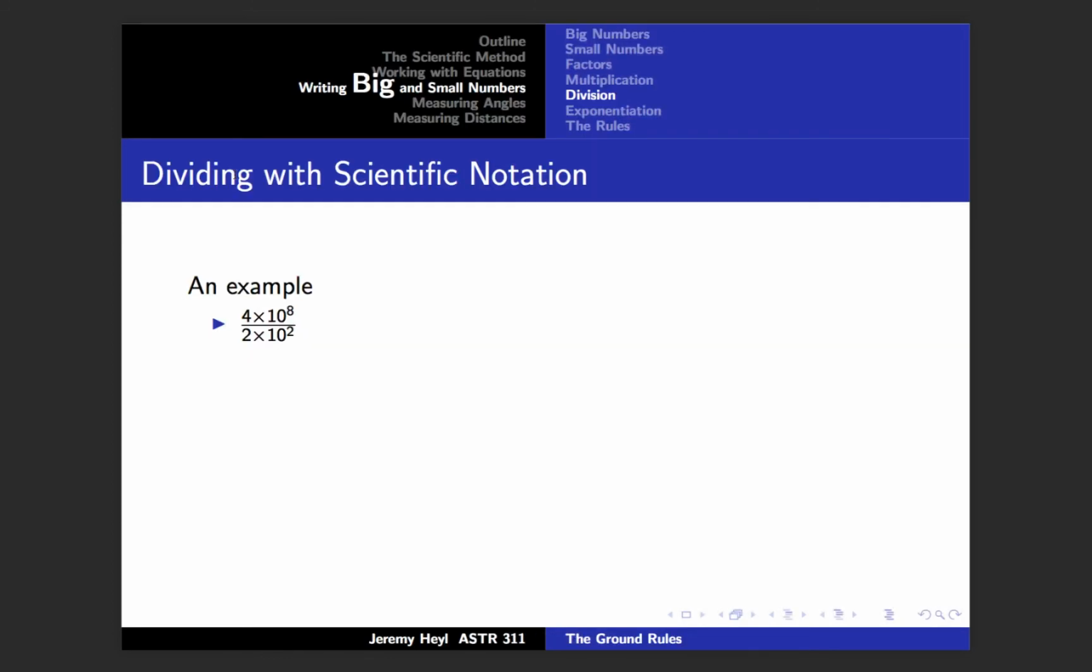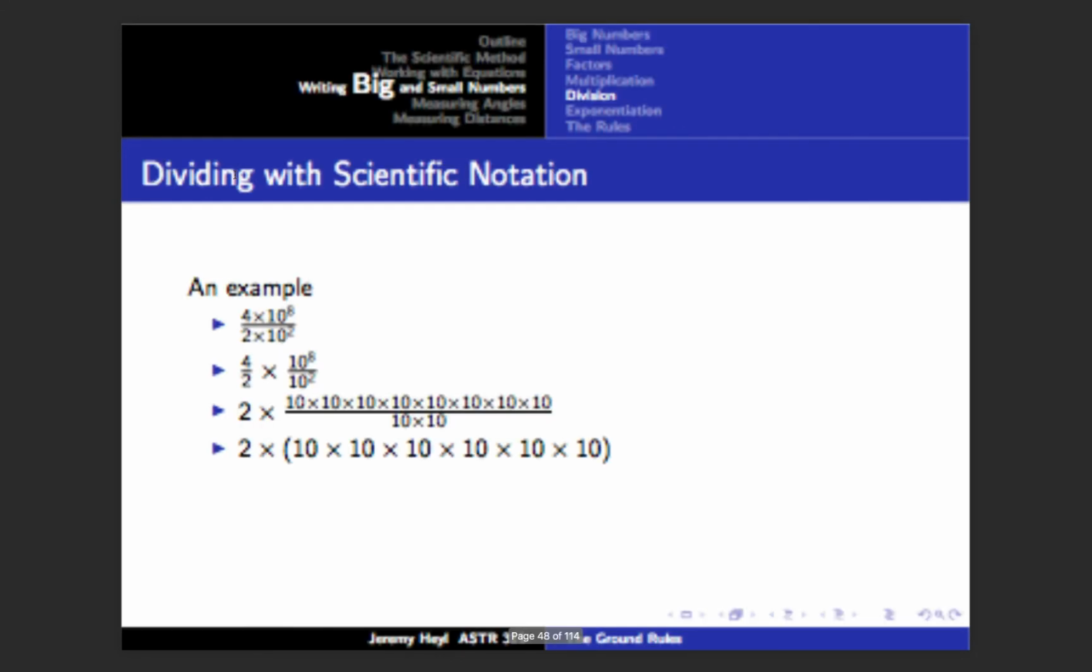So here's a division, right? In division, it works the same way. You end up taking the things that are powers of 10 and separate them from the other parts, and then you can write out all of the 10's, and you end up canceling ones on the bottom versus ones on the top, and you get 10 to the 6.